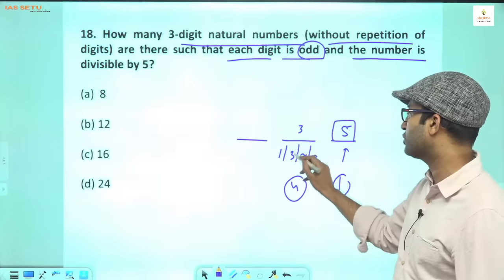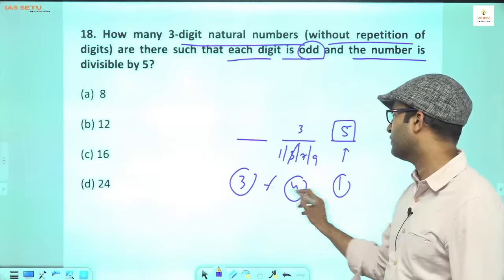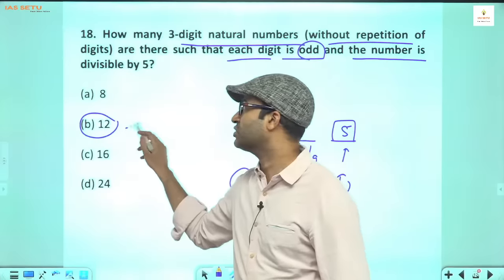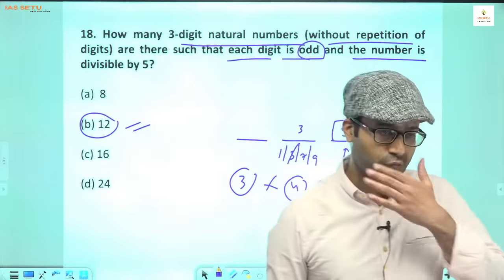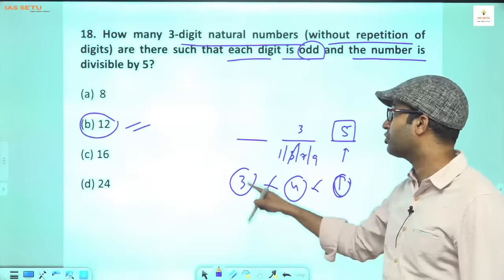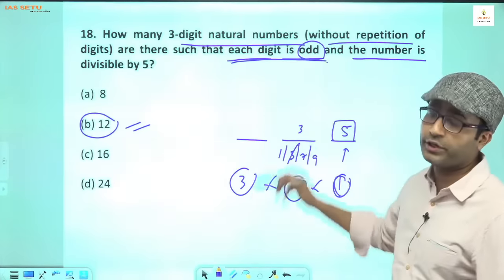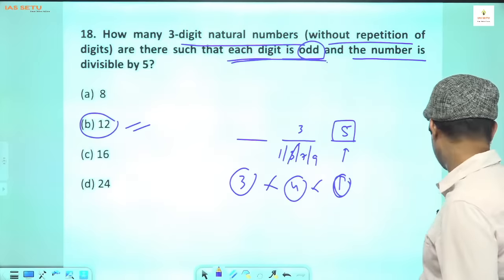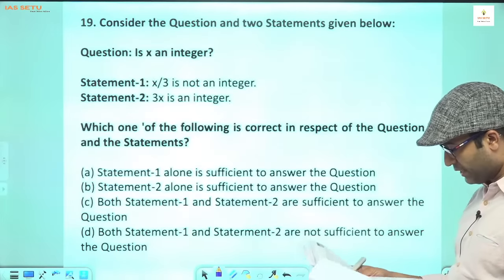For example, we have used 3 here, so it can be filled in the remaining 3 ways. So there will be only 12 such numbers. We have discussed this type of thing. So there is a condition here, 5, it is filled in one way, it is 4, 3 because each digit is odd here. One of the good questions. Next is question number 19.